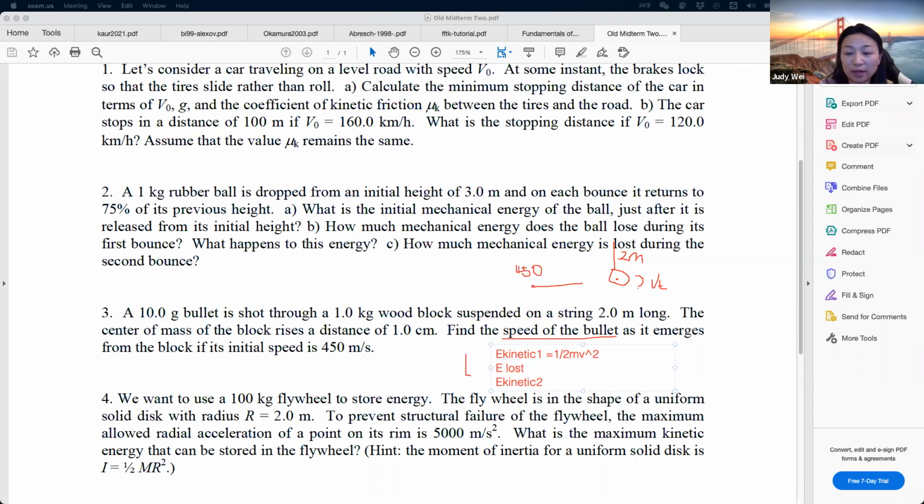So the equation will be kinetic two equals E one minus E lost, and E two equals 1/2 mv². And then we can find Vt. So the key part here is we try to find the lost energy. So how do we find the lost energy? The wood block is suspended on a string 2 meters long.